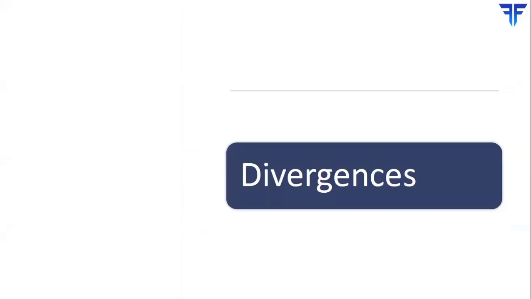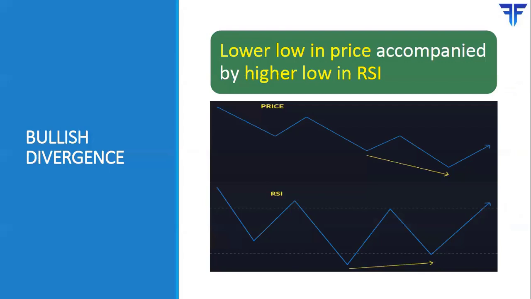So let us get started by talking about divergences. Now there are 2 types of divergences. One is bullish divergence and the other is bearish divergence.